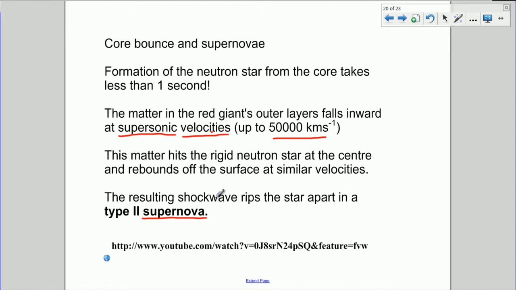And during that process, there's enough energy to fuse all the elements heavier than iron. So, you know, the gold and uranium and all that sort of stuff is formed during that supernova. So the whole of the periodic table is now complete, all the naturally occurring elements anyway, during that supernova. Okay, there are lots of videos of simulations of supernovae on YouTube, which I'm sure you can take a look at.